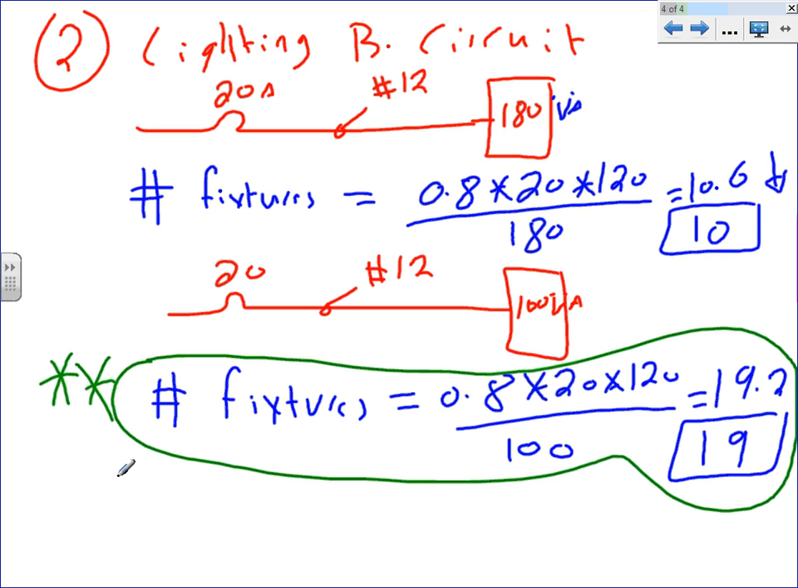Because remember, the first one, the receptacles, we cut them by half. But here there's no cut. We're loading the circuit up to almost 80%. So if you end up with 20 lights, I would put them in two circuits personally. Is it wrong if you put them in one circuit? No. But then you loaded that circuit and you can't add anything to it in the future. There's no future expansion in the circuit. I mean, we didn't see anything about future expansion here either.